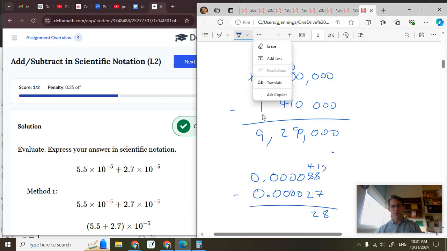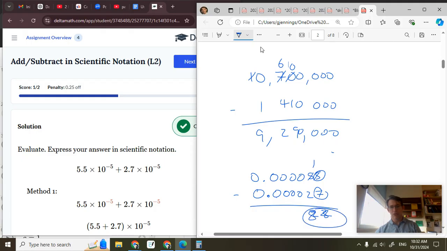So what we would have here is instead we're just adding. So 5 plus 7 is 12, carry a 1, 1 plus 5 plus 2 is 8. 82 down there, but after the decimal, 0, 0, 0, 0, 0. That's your answer. All right.